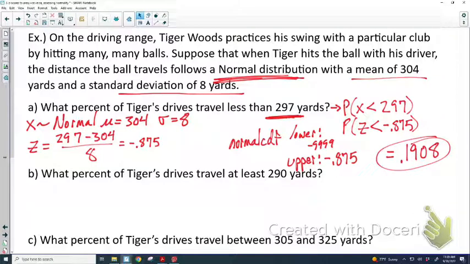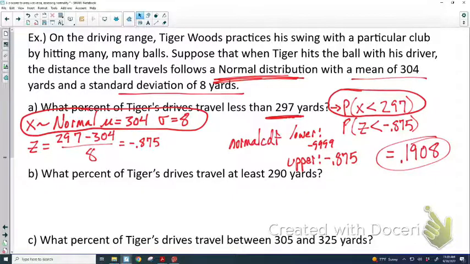Now, I don't just grade 0.1908. I need to see the question in proportion notation. I need to see the distribution. And I need to see work. So I need to see those four circled things if you want full points. If you just write 0.1908, there's a chance you will get 0 points on that problem. But once you define the distribution, you don't have to redefine it.